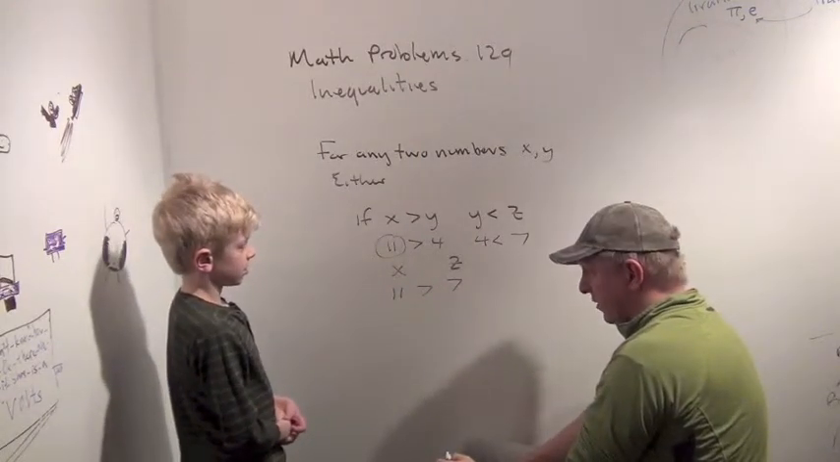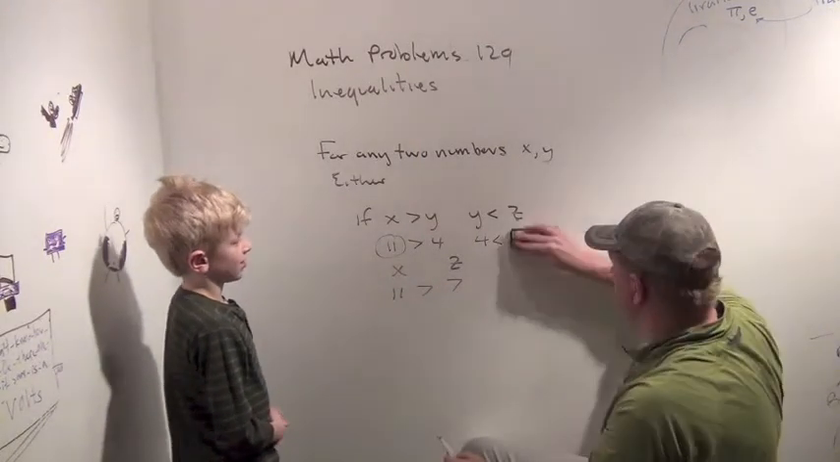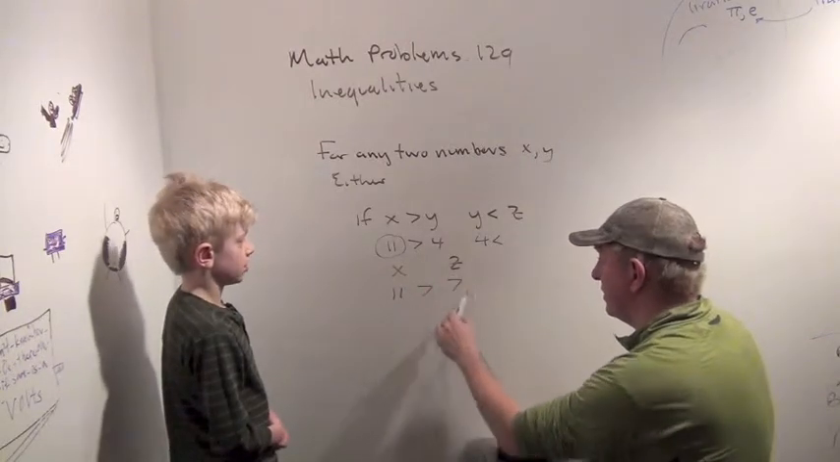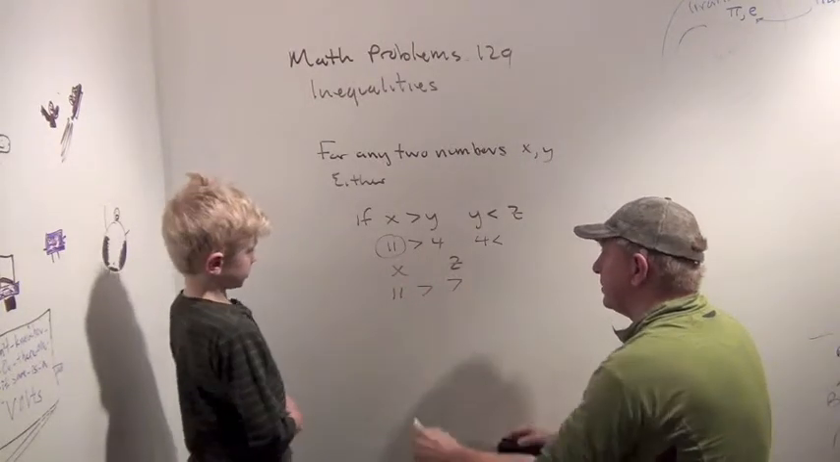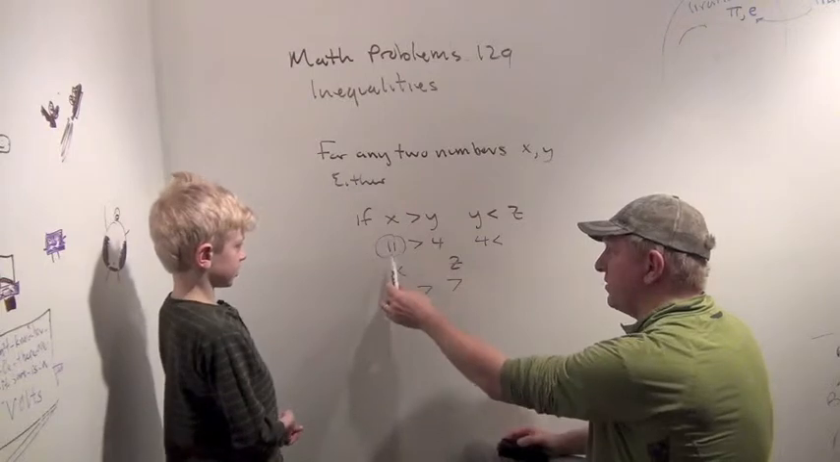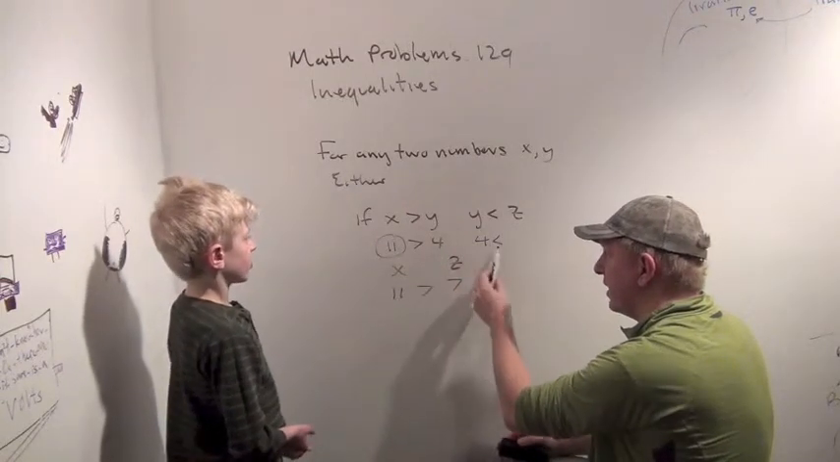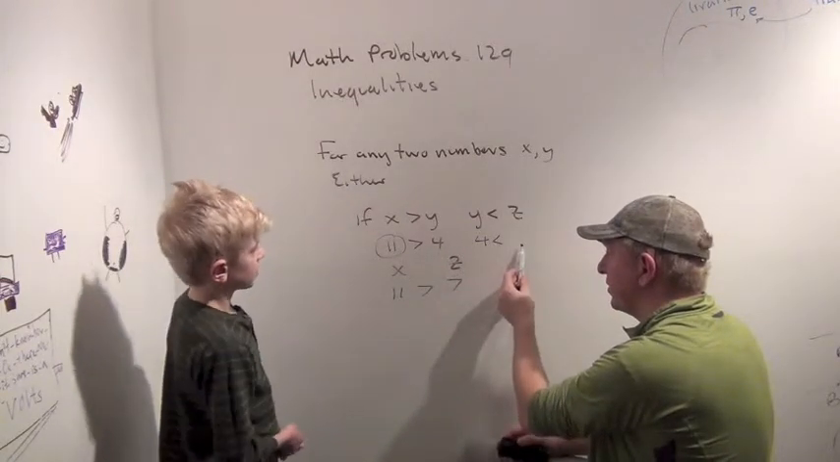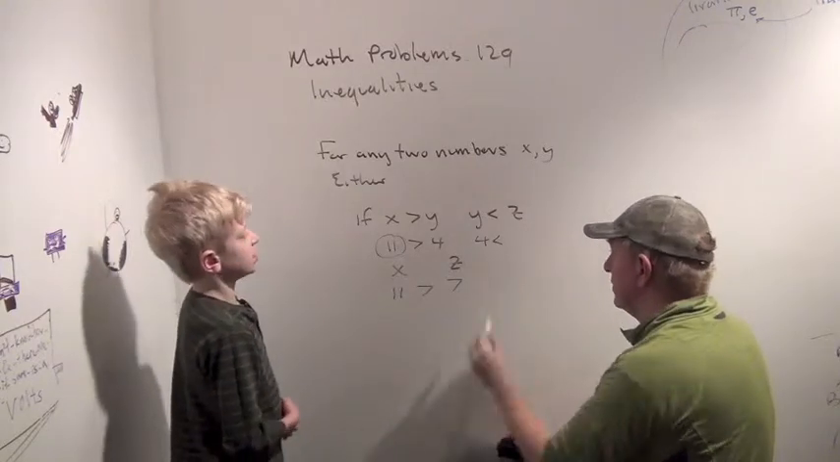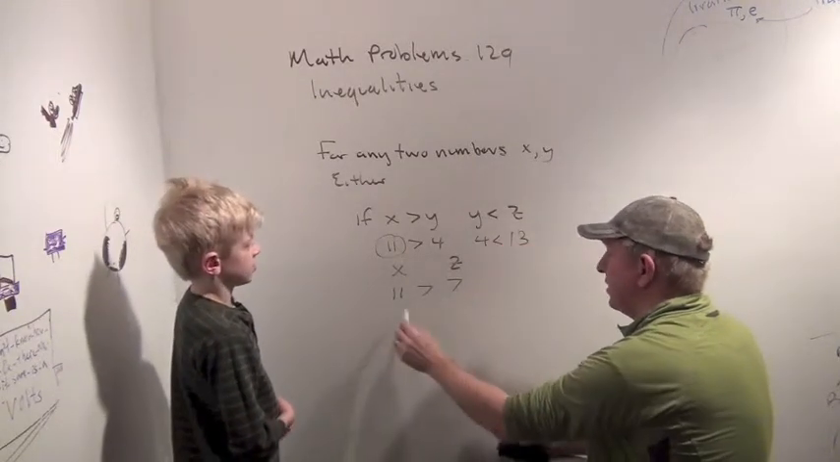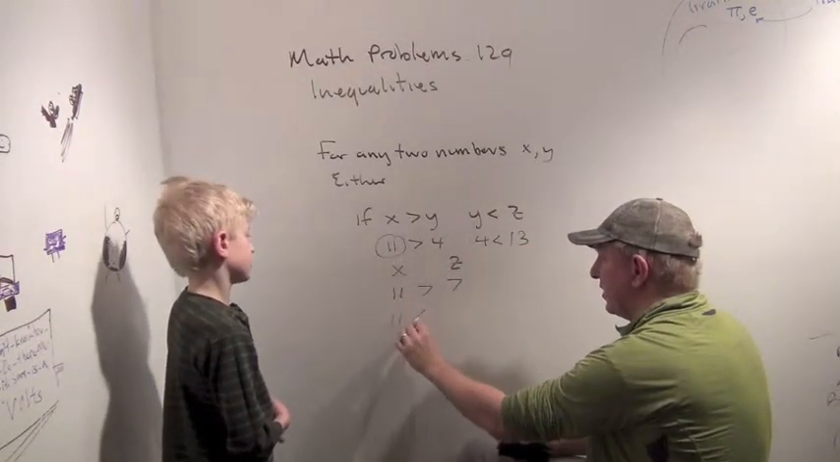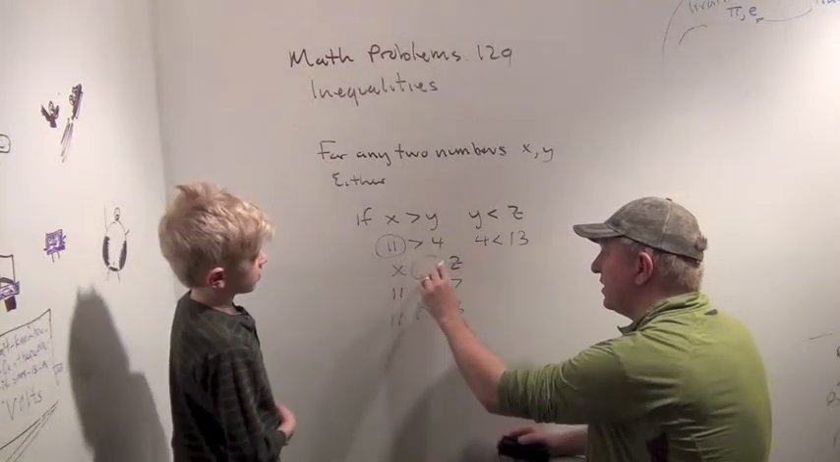Now give me one where x is less than z. So 11 is bigger than 4. Now make z bigger than 11 and make this equation true. 13. There you go. So now we would know that 11 is less than 13. So we can't say anything about this.